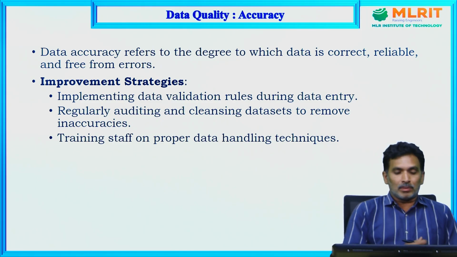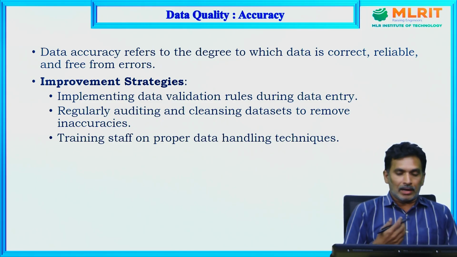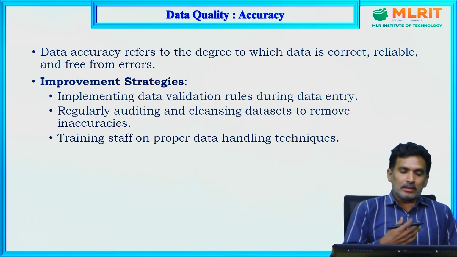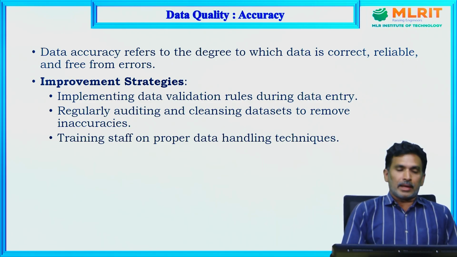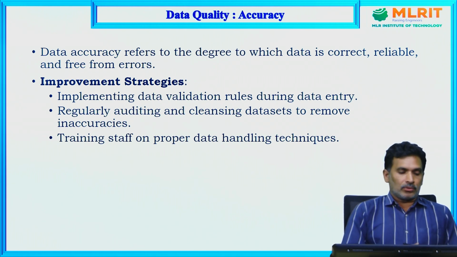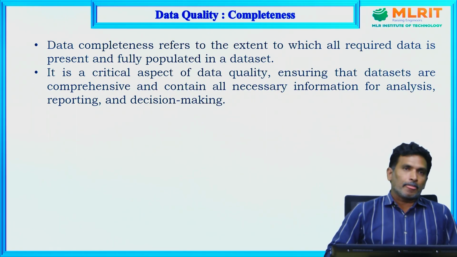The message will be given so that users will enter valid email IDs only. That is a way we can implement the rules. Another way is regularly auditing and cleansing the data sets to remove inaccuracies. And another important strategy to improve data accuracy is training staff on proper data handling techniques.